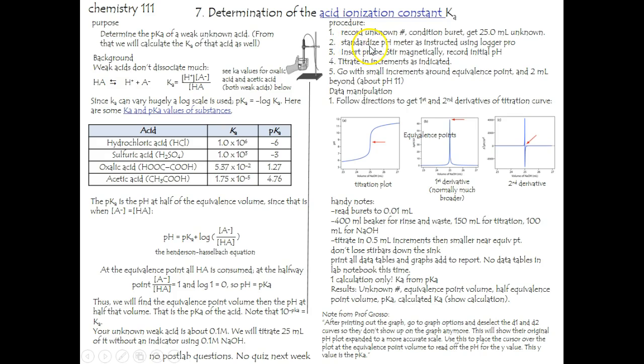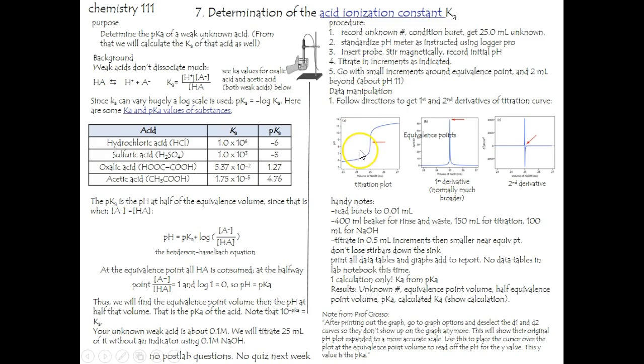And then standardize your pH meter as instructed using Logger Pro. There are some long, ugly-looking instructions that you need to follow to make sure that your pH meter is standardized, and I am not, as usual, going to list all those weird Logger Pro instructions. Fine. All right, stick a pH probe in this thing and stir it magnetically and record that initial pH. And then begin your titration. Drip in about ½ mil increments and follow the instructions. I think it says press keep every ½ mils.